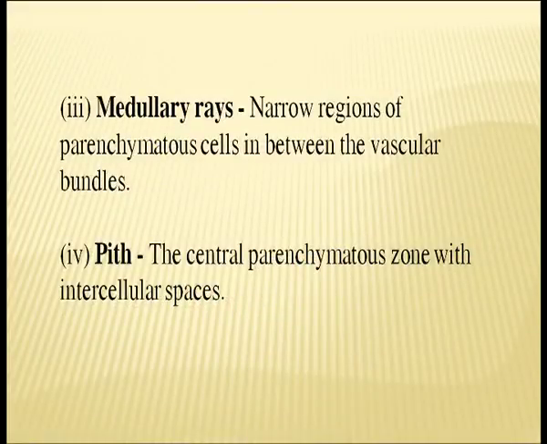Next, last is the pith. I showed you pith in the sample. So, the central parenchymatous zone with the intercellular spaces, they are loosely packed cells, they are not hard packed cells, right. So, now let us move to the monocot stems. You understand the difference between dicot stem and a monocot stem. So, earlier we discussed about the dicot stems, now we are going to talk about monocot stems.